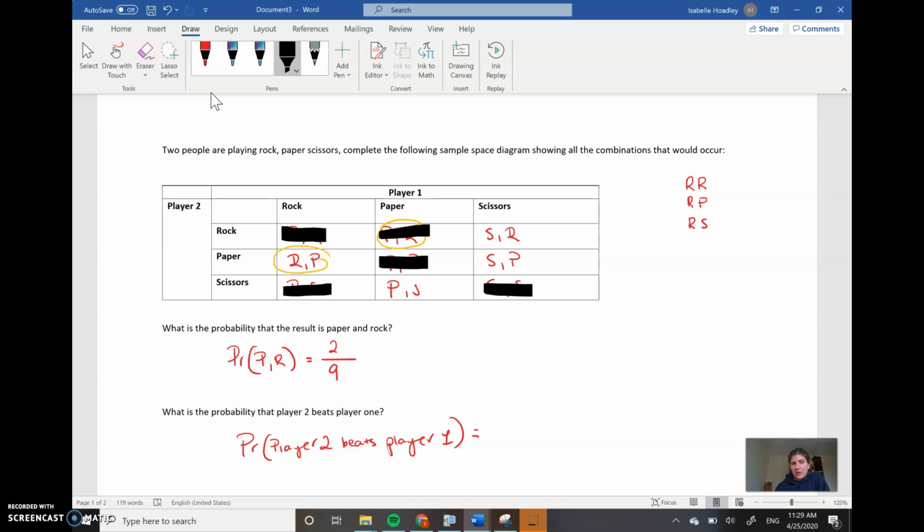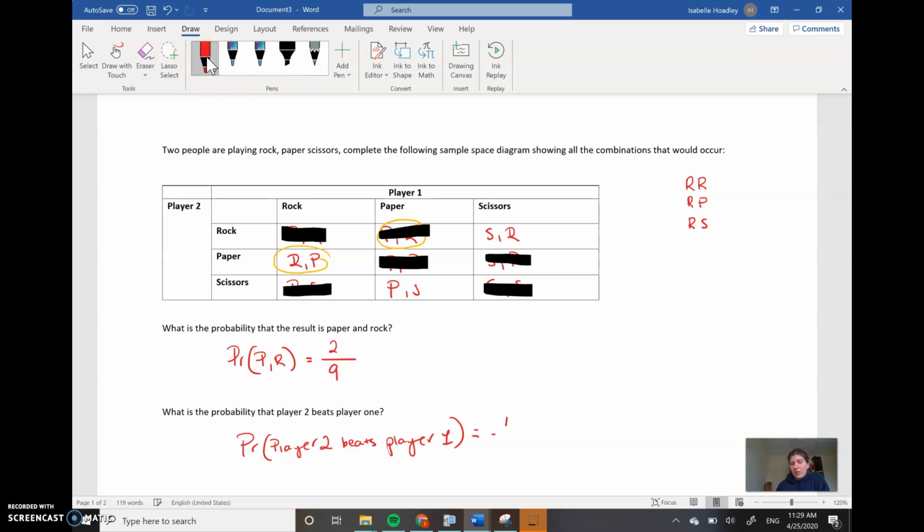So in this case, player 2 is going to win again there because they've played rock against scissors. But then we've got the paper versus scissors option, so that one is taken out. Okay, so altogether we've got 3 options left, so player 2 beats player 1.